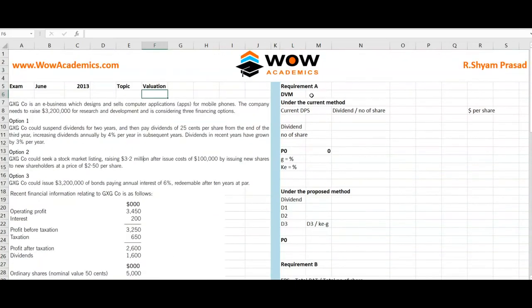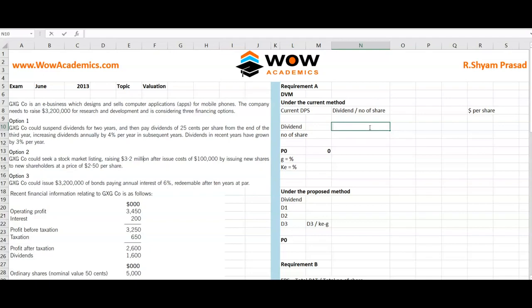I have already created a format for doing this sum, so we'll work it out as per this format. We'll start from requirement A, which is the dividend valuation model. There are two methods, the current method and the proposed method of dividend. For the current method, we'll find out the current DPS first. To find DPS, the formula is dividend divided by number of shares. So first we need to find the dividend, which will be 1600 in terms of thousands.